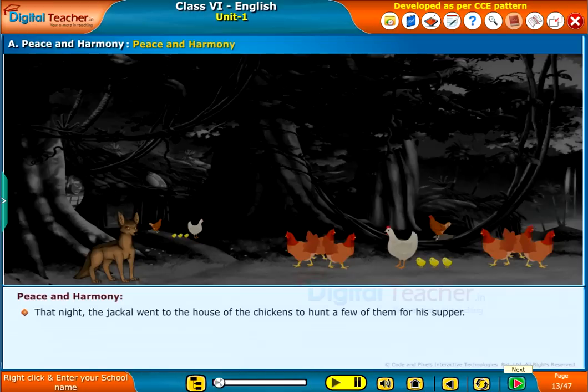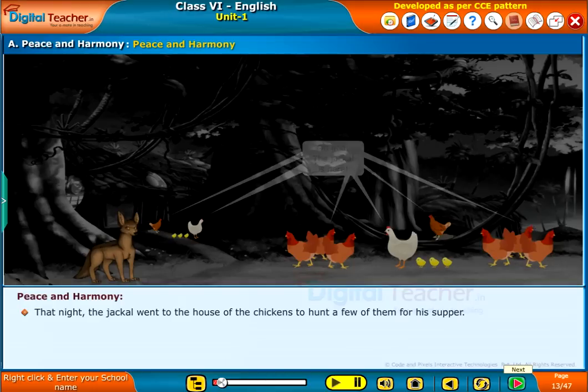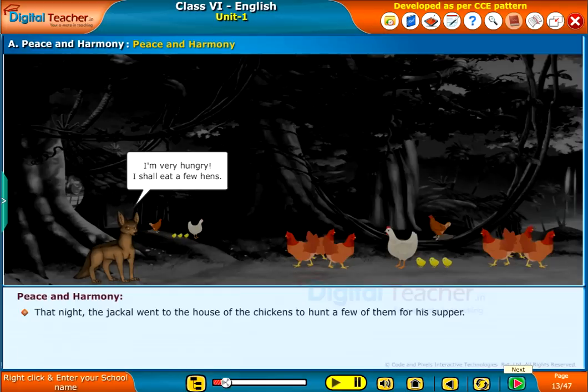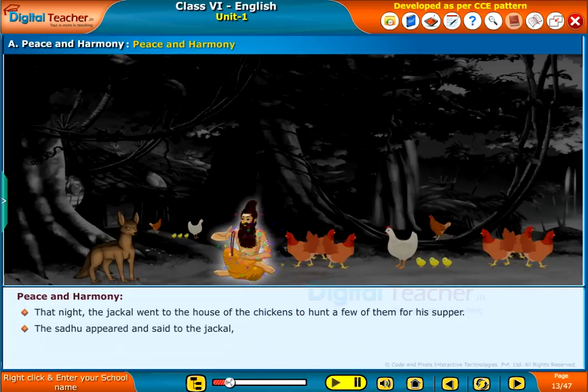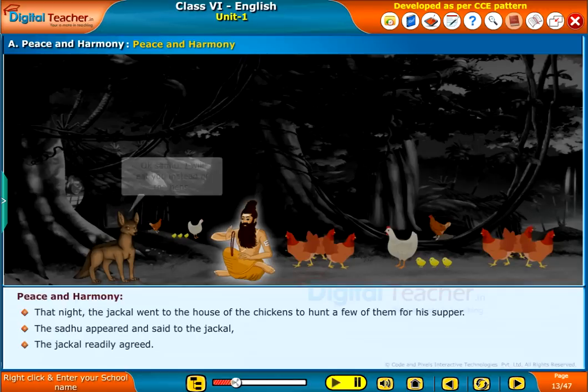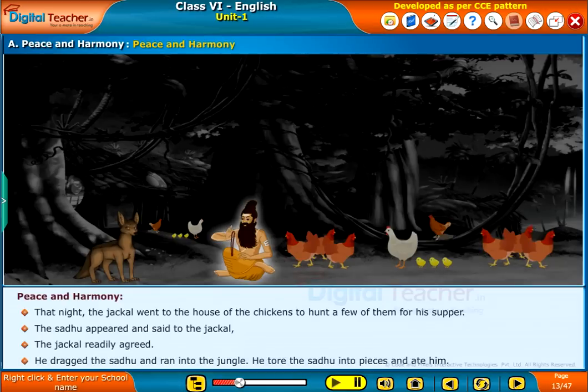That night, the jackal went to the house of the chickens to hunt a few of them for his supper. "Oh God, the jackal is here." "I am very hungry. I shall eat a few hens." The Sadhu appeared and said to the jackal, "Jackal, have me for your supper instead of the hens." The jackal readily agreed. "Okay, Sadhu, I will eat you instead of the hens." He dragged the Sadhu and ran into the jungle. He tore the Sadhu into pieces and ate him.